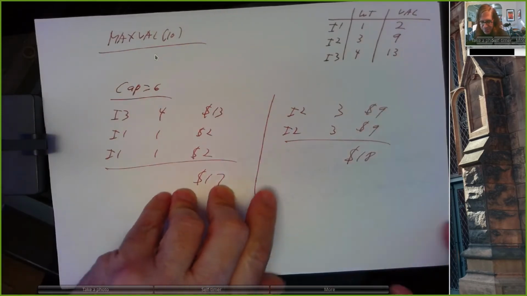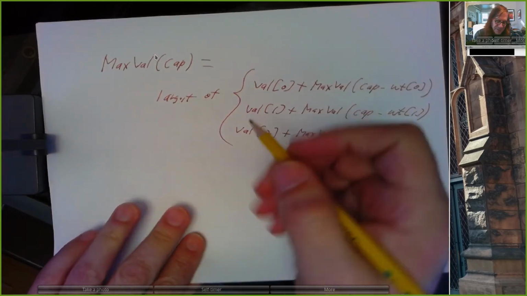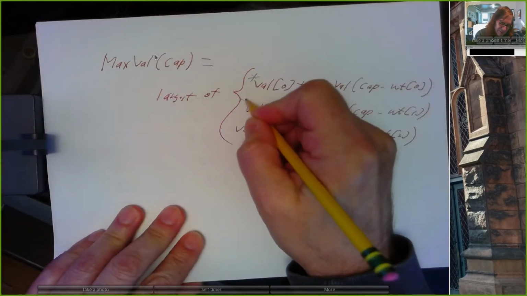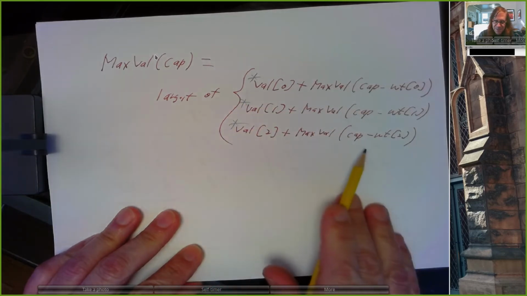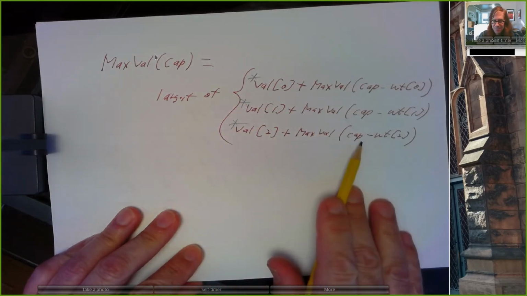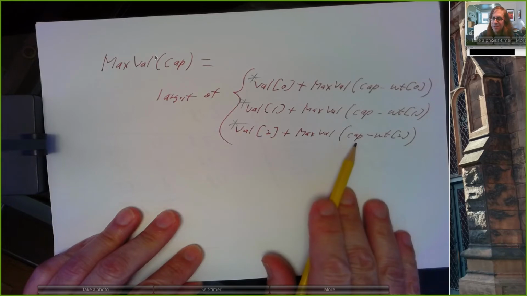So in our for loop, or whatever kind of loop you're doing, there's a little caveat here, which we said yesterday: only do this if this is not negative. If the weight of your item is not bigger than the capacity of the bag.